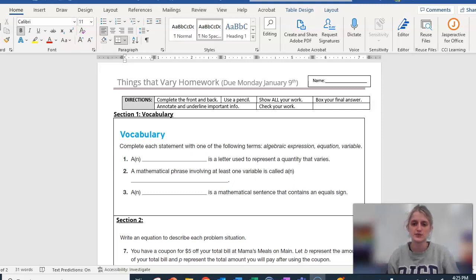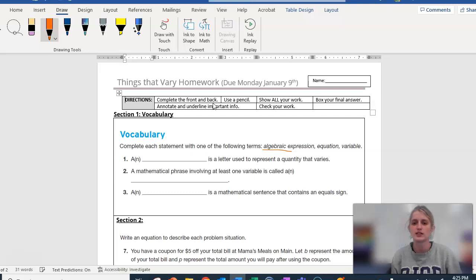Okay, so the first section is vocabulary words. I'm not going to go over them. We did define them in class. You're just matching these three words to one of those three spaces. Each word gets used once.